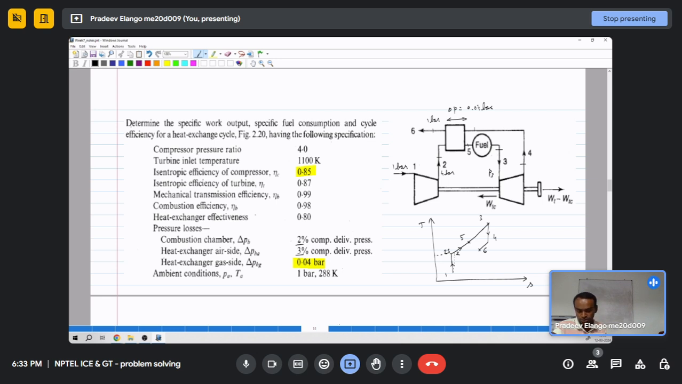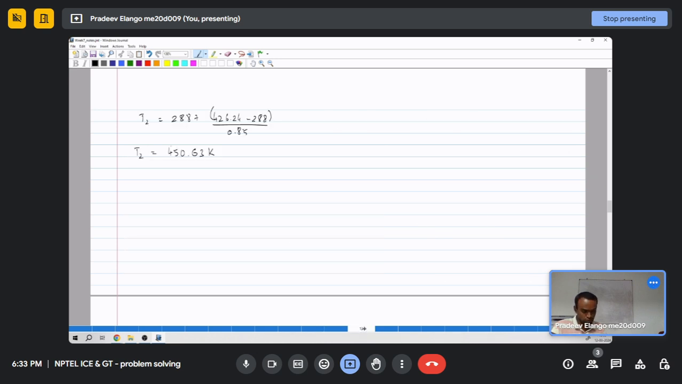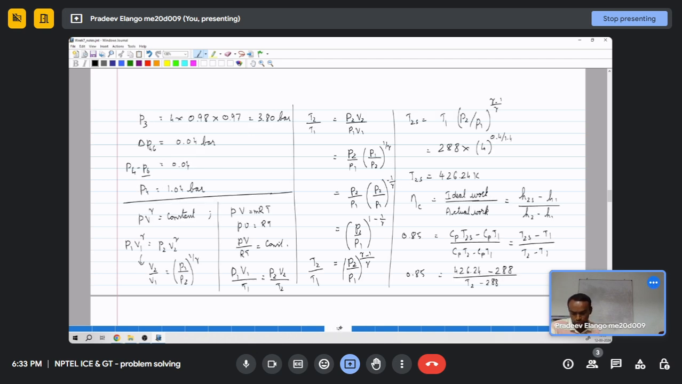The inlet temperature for the turbine is given as 1100 Kelvin, so we can calculate the temperature at T4. T3 by T4 is P3 by P4 power gamma minus 1 by gamma. We have calculated the values of P3 and P4 earlier. On the left hand side we know the value of T3. T3 is 1100 Kelvin, the inlet temperature of the turbine, and we have T4. P4 is 1.04 and P3 is 3.8.